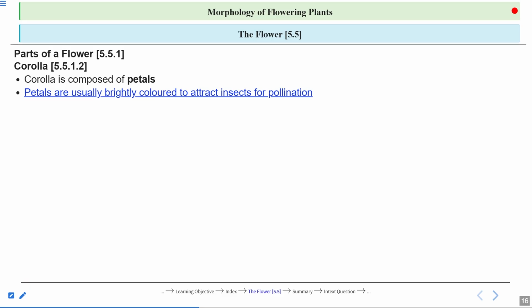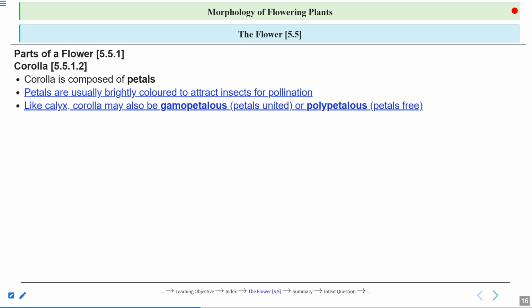Because these pollinators, when they see this bright color, they know that the flower is there. They go there for the nectar, for the pollen grain, because that is the food material. They get food from that. And while visiting those flowers, they can do the process of pollination there, right?